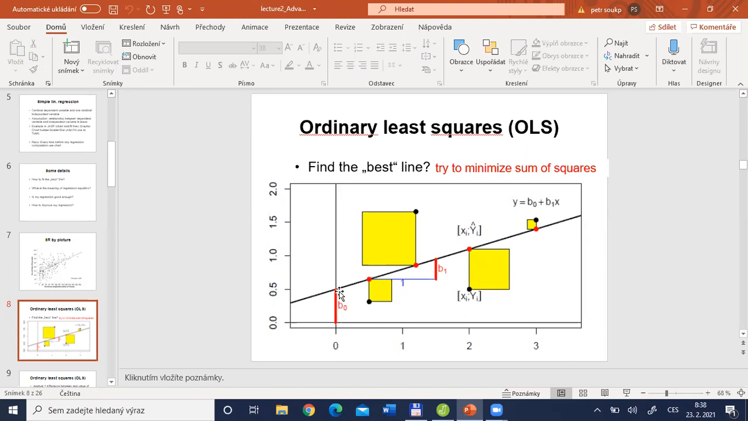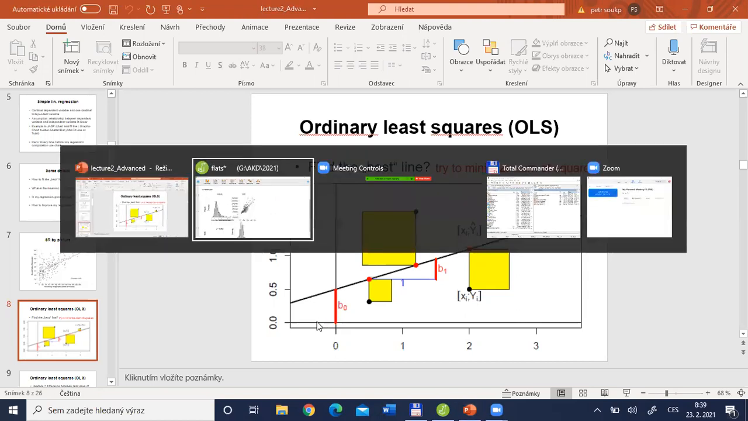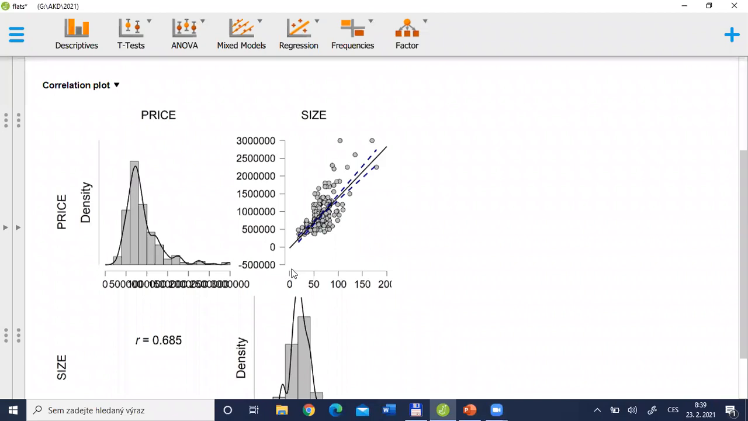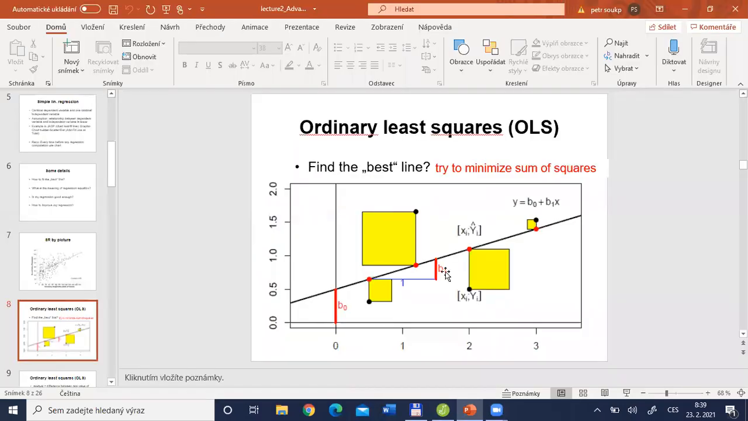The second and usually more important part of the regression equation is B1. It describes the influence of the independent variable on the dependent variable. Once again, in our real life example, it would describe how sizes influence prices of flats. So here it is. It is called B1, usually the slope, and the interpretation by the picture is quite simple.